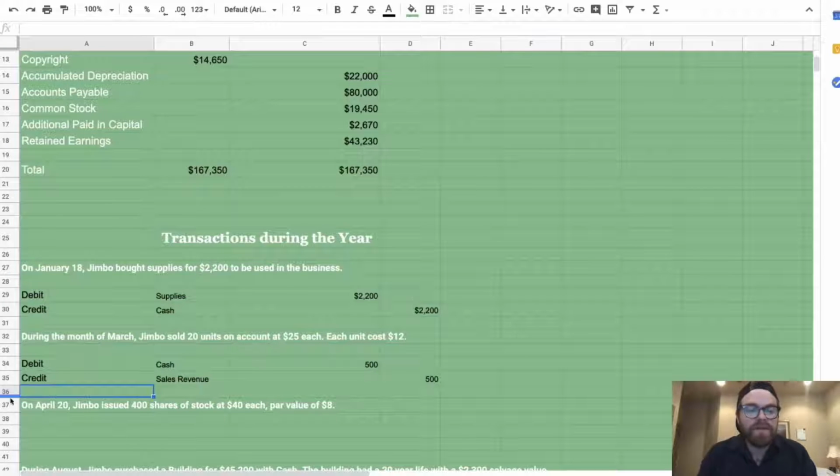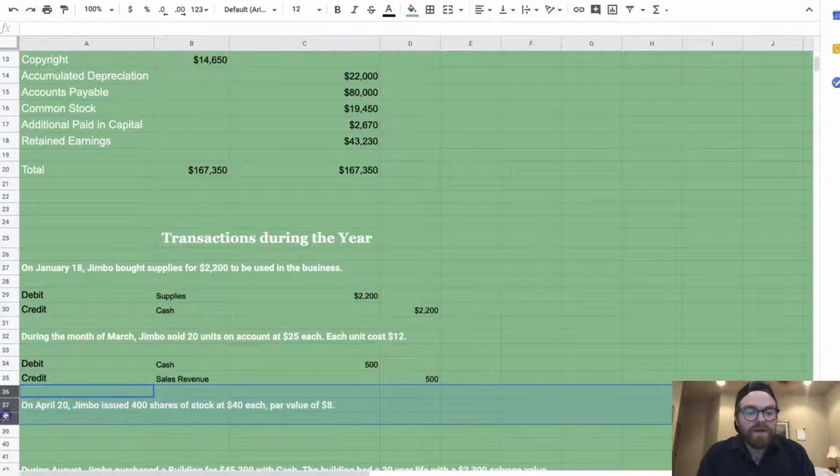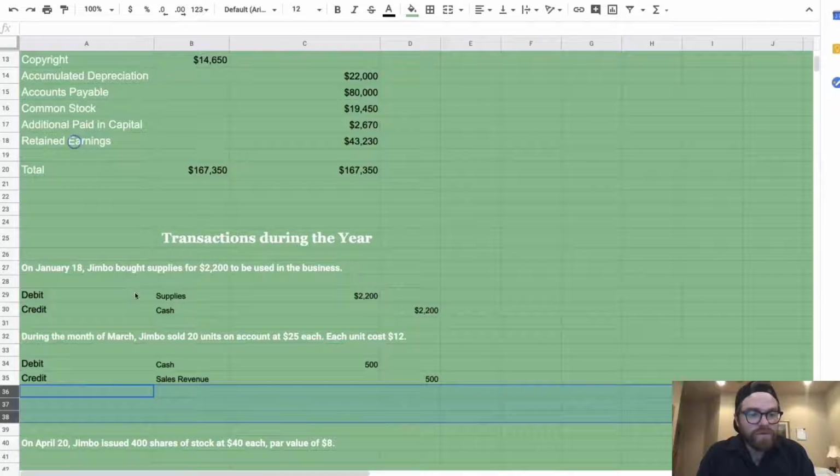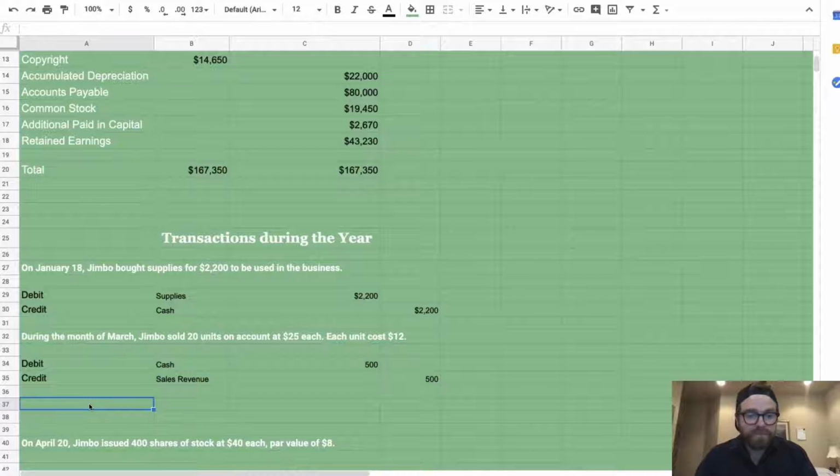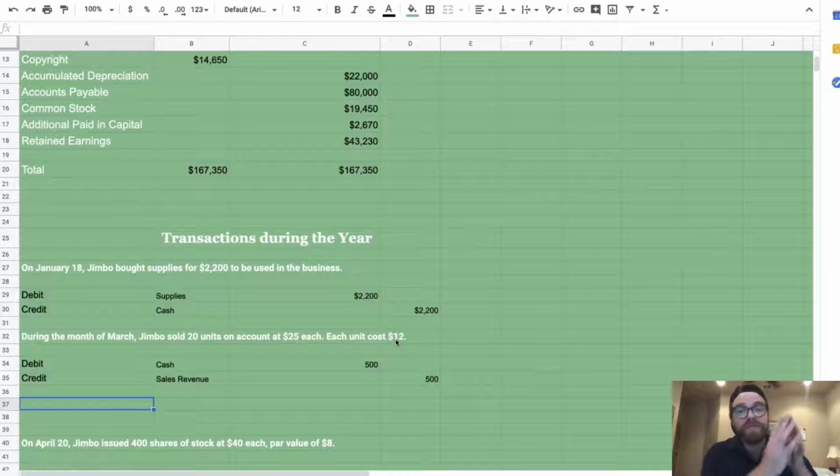Now here's the thing though. I'm going to go ahead and create a few different rows here. Since we sold some inventory, we have to record what that inventory cost us. And so here we know each unit costs $12, right? Because you sell it for more than what you got it for. If you don't, you're not going to make any profit. So make sure you record both the sale and what it cost you.